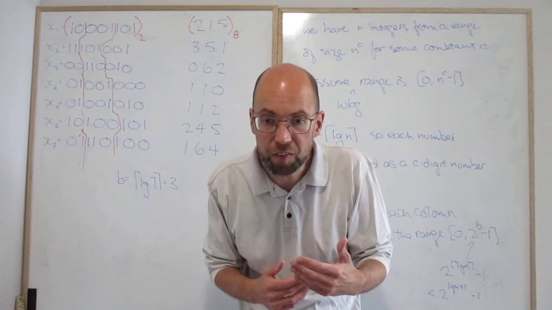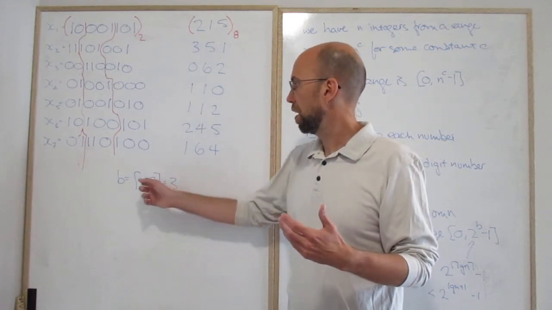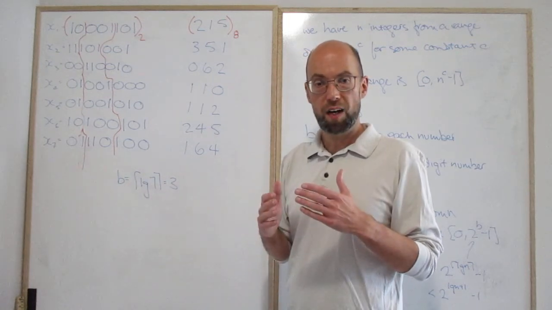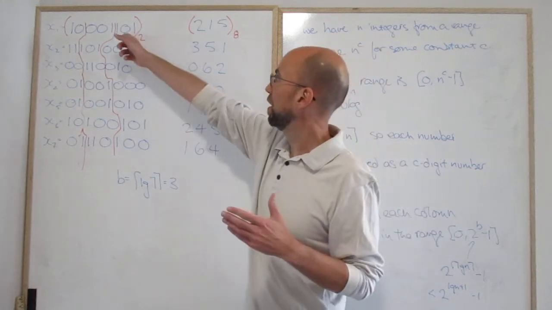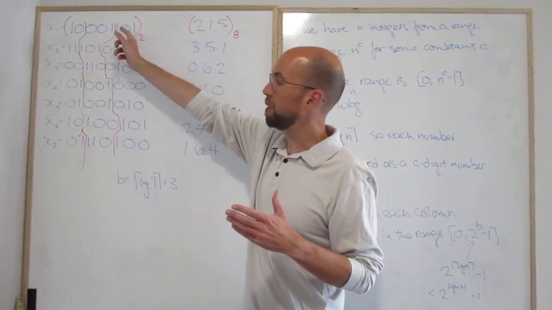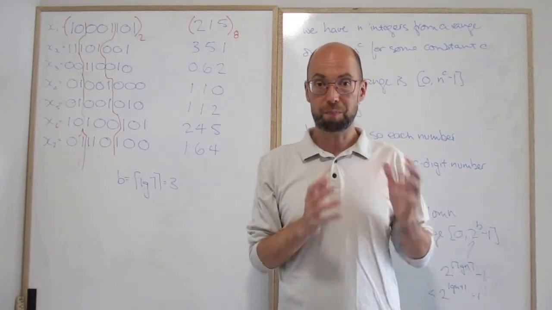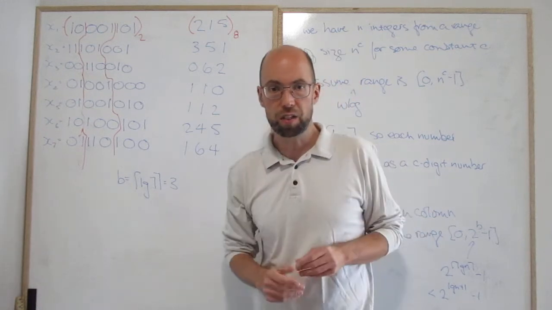How is it base 8? Because B is 3, so 2 to the 3, so a 3-bit binary number is between 0 and 7, which is a base 8 digit. Okay, good.